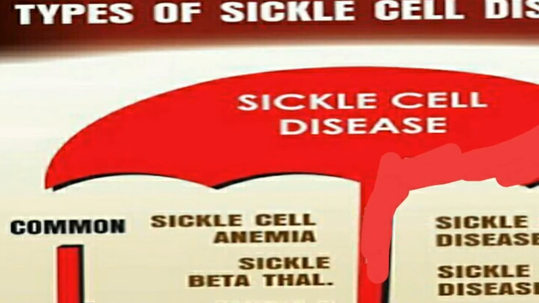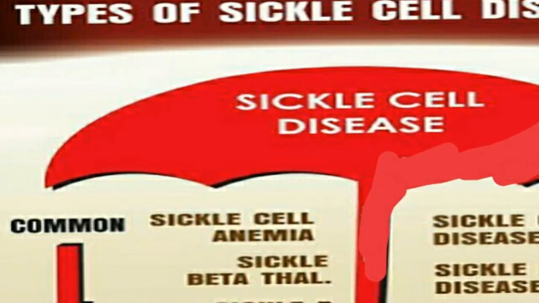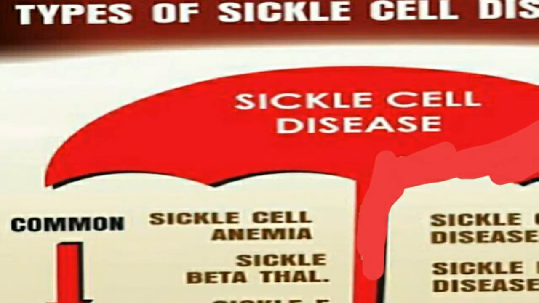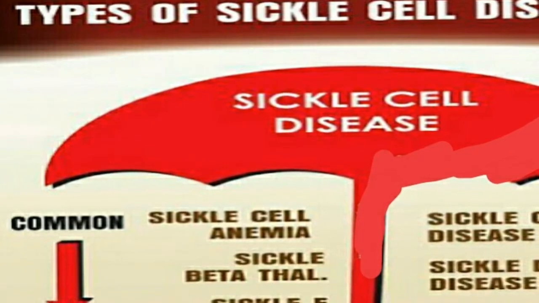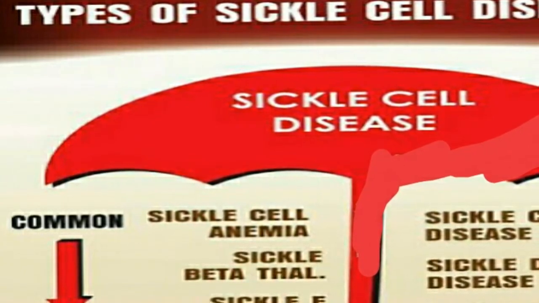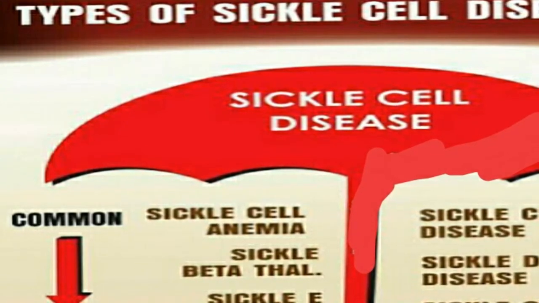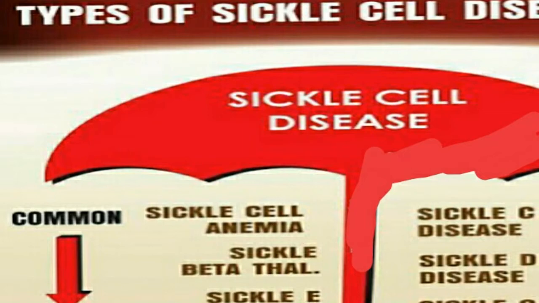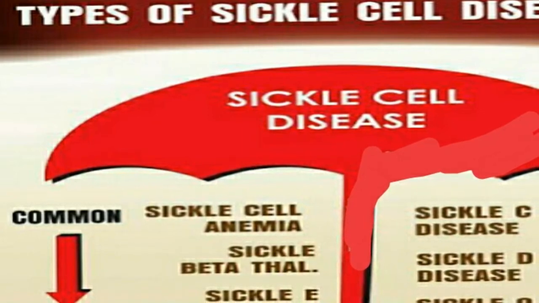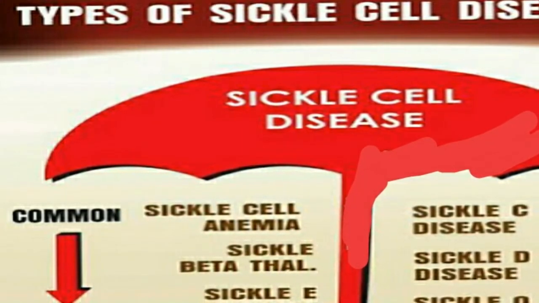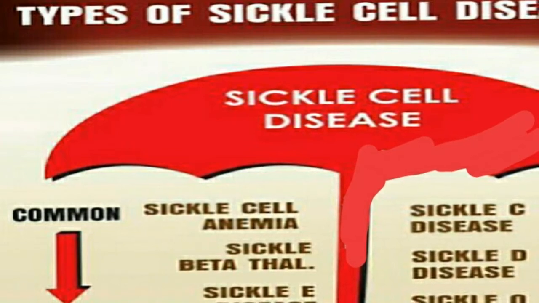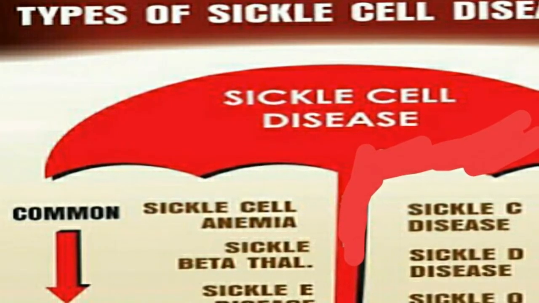Sickle cell disease is caused by a mutation in the beta globin gene, resulting in an abnormal hemoglobin called sickle hemoglobin, or HbS. Different types of sickle cell disease arise based on whether the hemoglobin beta S gene is inherited with another beta S gene or with a different beta gene mutation.